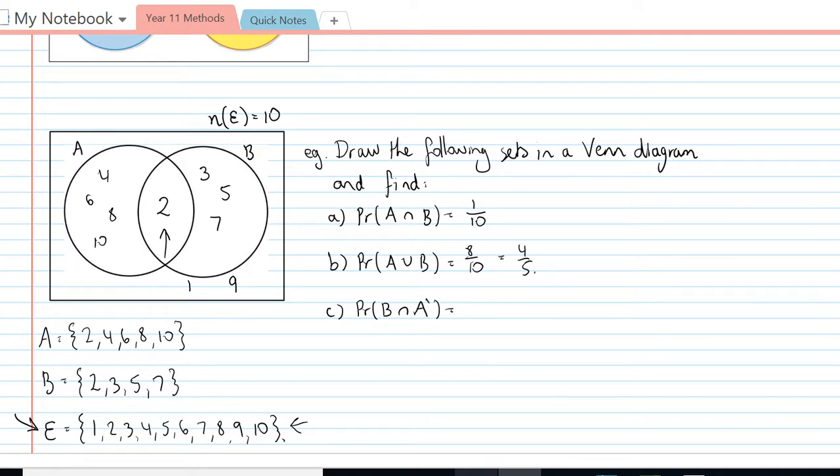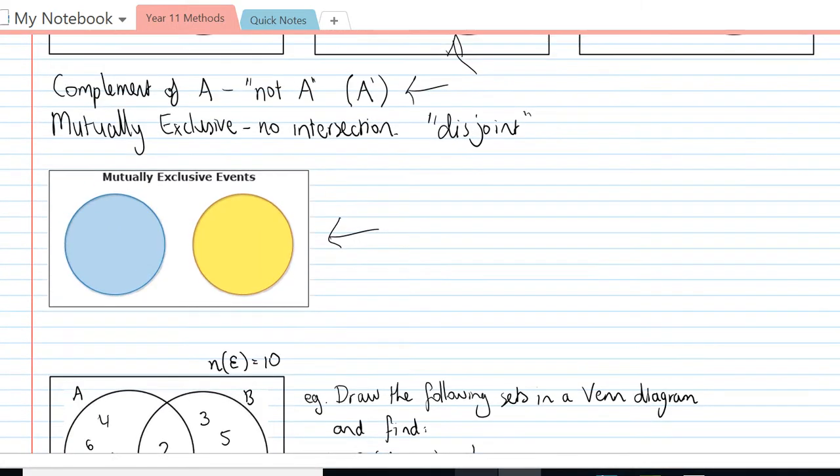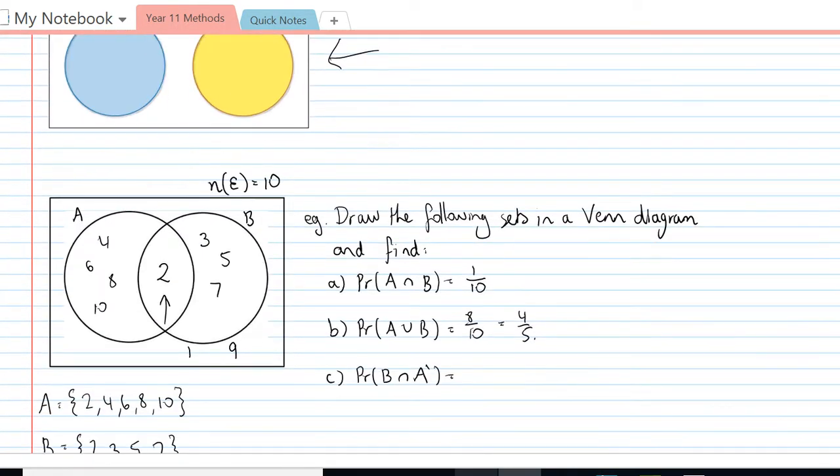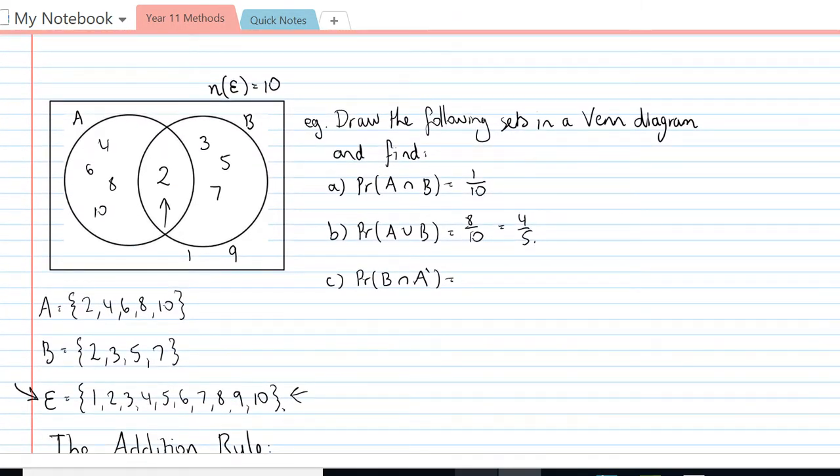The last one, B intersection A dash. So we saw up here what A intersection B dash looks like. So you might think, well, B intersection A dash is just the other part of it. So where B intersects with not A, and it's this region just in here. It's essentially B only. And so we have 3 numbers there, meaning that our probability is 3 out of the total of 10 numbers.